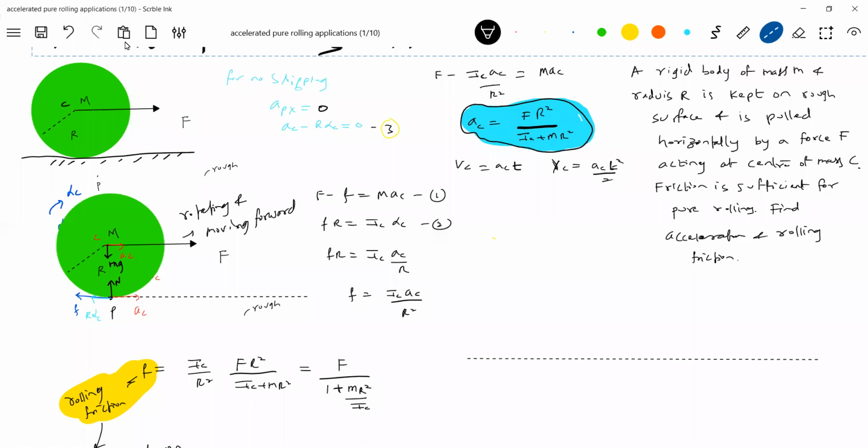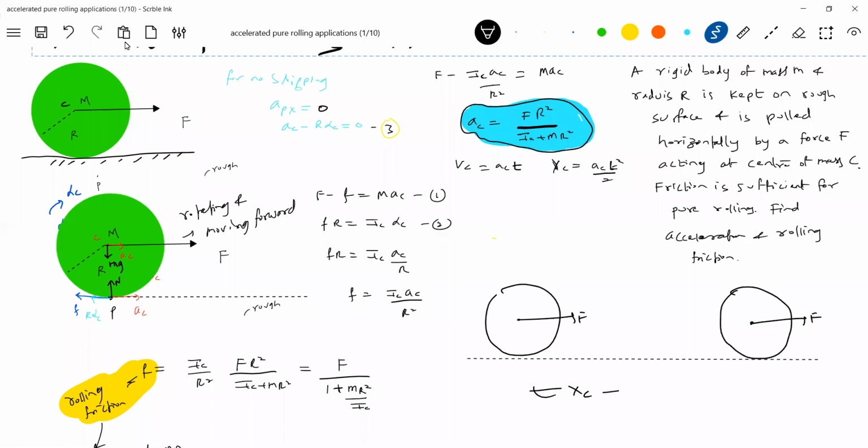So where is the rigid body now? The rigid body is initially here, no? After some time it will undergo displacement. What is XC? Displacement of center of mass. The rolling friction will act here. Acceleration of center of mass, then alpha C will come. It will set up a torque. It will not only be displaced, it will rotate and also move.